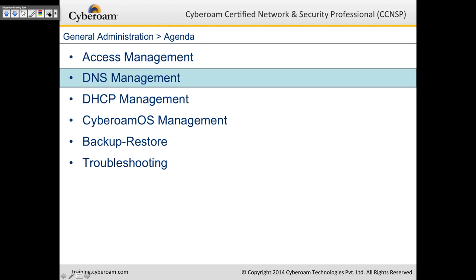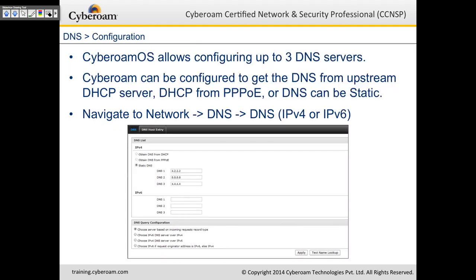Let's have a look at DNS management of Cyberoam. Now, Cyberoam OS allows you to configure up to 3 DNS servers. Cyberoam can be configured to get the DNS from an upstream DHCP server, from PPPoE, or DNS can even be static. You can go to Network, then DNS, and there you can configure IPv4 DNS or IPv6. In the screenshot, we have configured static DNS as you can see, and we've configured the global DNS.